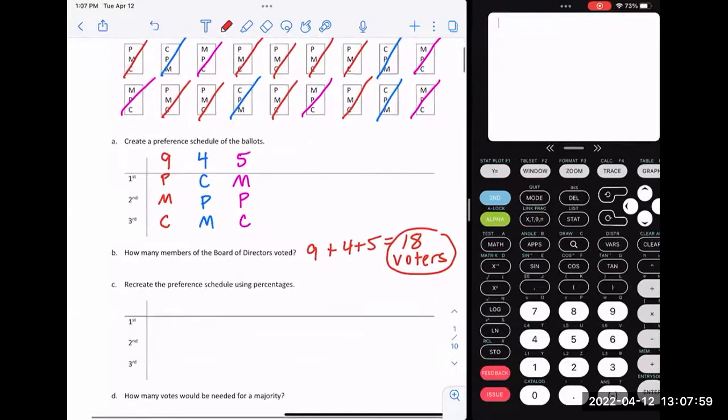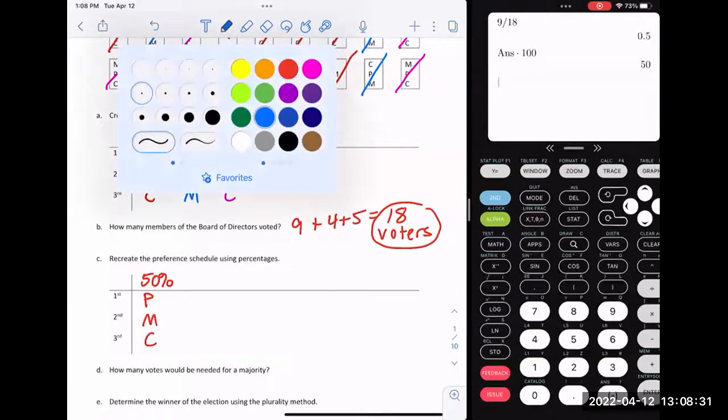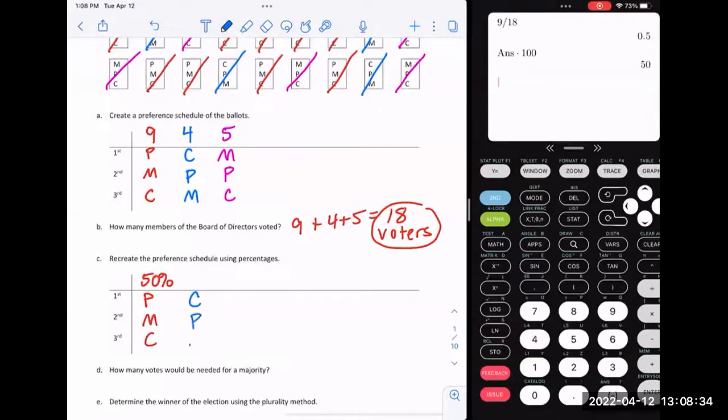And then part C asks us to just recreate our preference schedule using percentages. So it's going to look the same. It's just instead of a number of voters, I'm going to put a percent in. So I know that the 18 voters total, 9 of them voted Philadelphia, Miami, Chicago in that order. So I would do 9 divided by 18. And then you can change that to a percent by moving the decimal 2 spaces or multiplying by 100. So in this case, that's 50%. Then I can see on the next one, CPM, that's 4 out of 18.